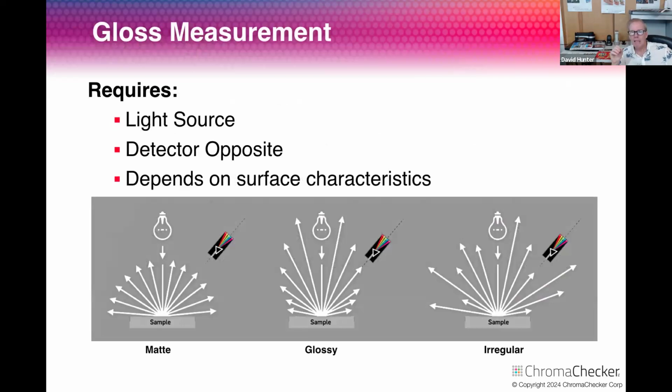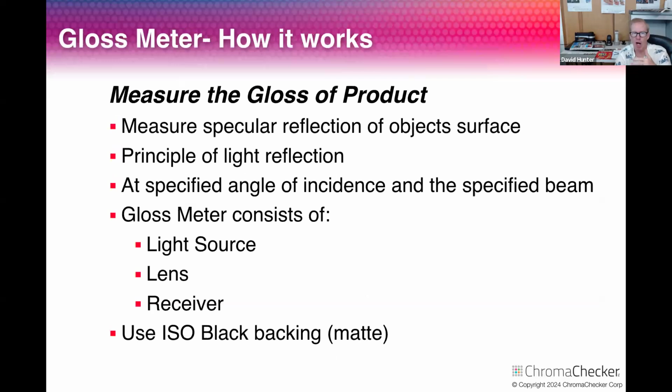Now, what do we need to measure gloss? We need a light source in the gloss meter. We need a detector opposite of the reflection, and this detector can be at different angles, depending upon the surface characteristics. Here I show three different types of surface characteristics: a matte, a glossy, and a regular. All of these will reflect the gloss at different angles based on the amount of gloss in the object. This is where gloss gets a little technical, but hopefully this presentation will help simplify it so you know how to measure gloss.